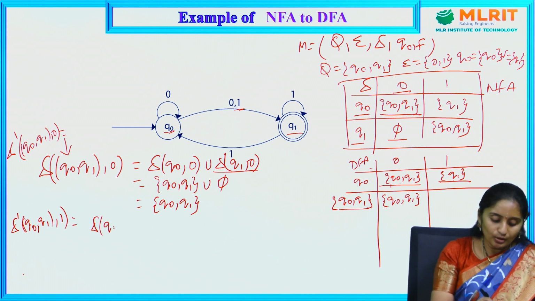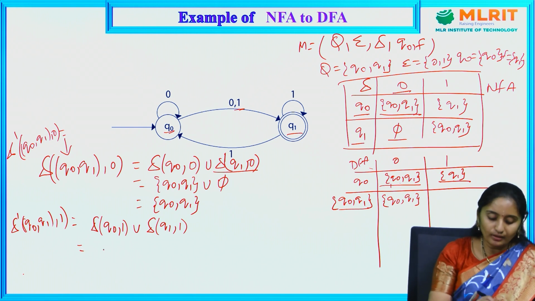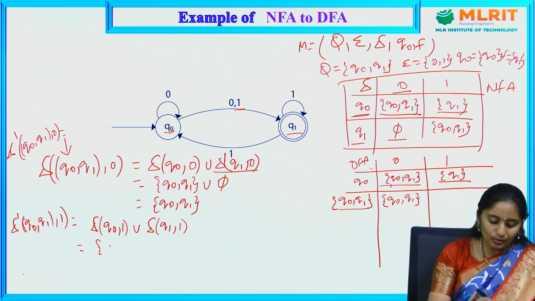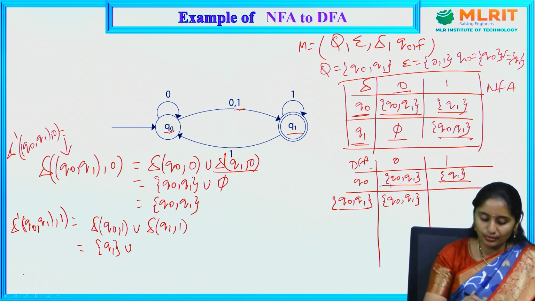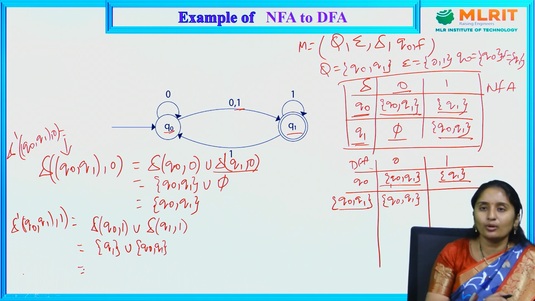Delta of Q0, comma 1 union delta of Q1, comma 1. Delta of Q0, comma 1 union Q1, comma 1. Q0 on 1, where is it going? Q1. Union Q1 on 1, where is it going? Q0, comma Q1. So we won't write the union. Duplicates cannot be written, as we have already discussed in the basic terminologies of automata.